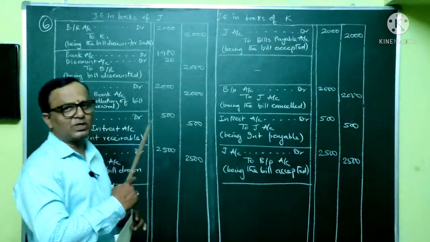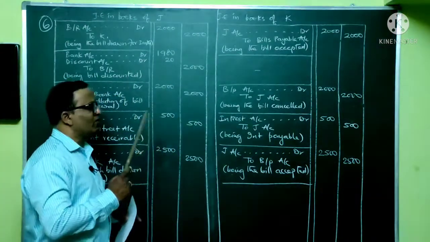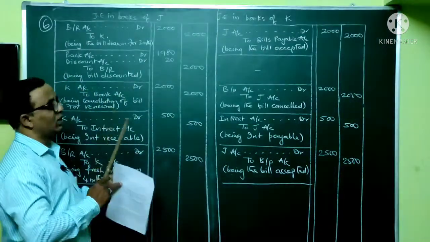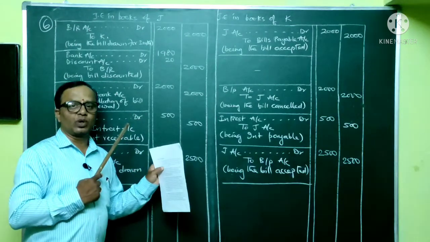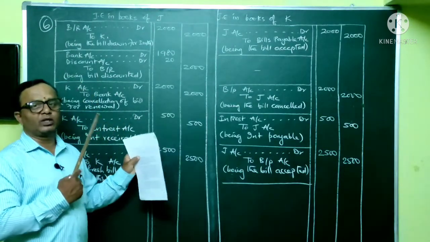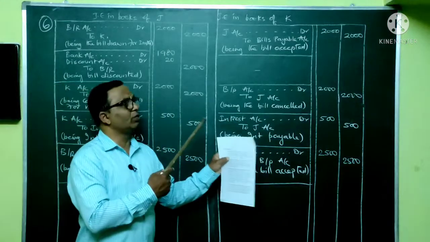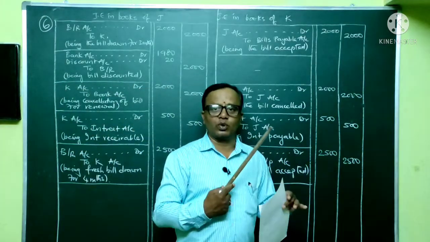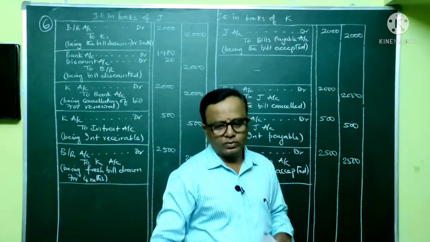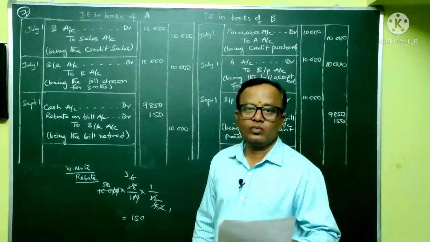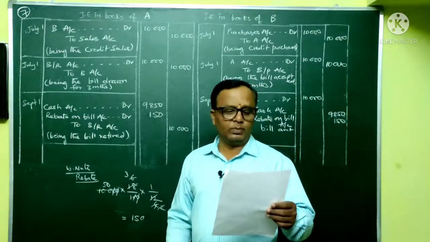See, this type of simple concepts you should understand here. Whenever you are writing entries in the books of the drawer, think from drawer's point of view. When you are writing in the books of the drawee, think from drawee's point of view. At that time, it will be very much easy. Okay. So let's see our seventh problem.